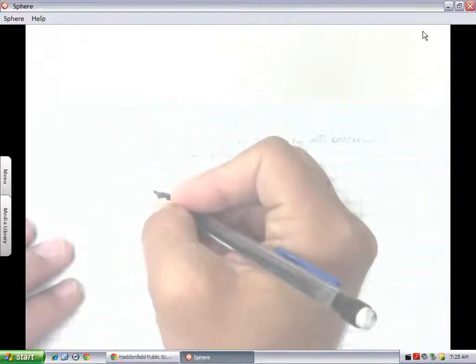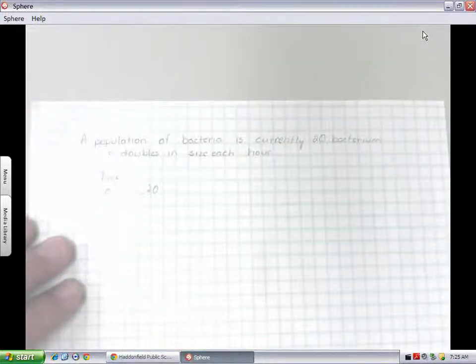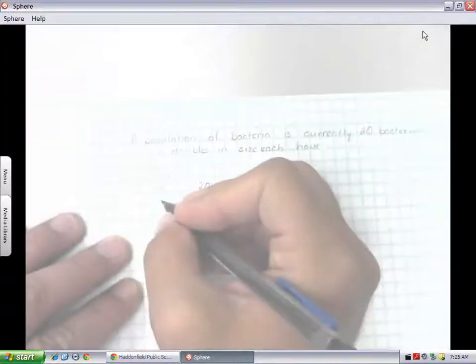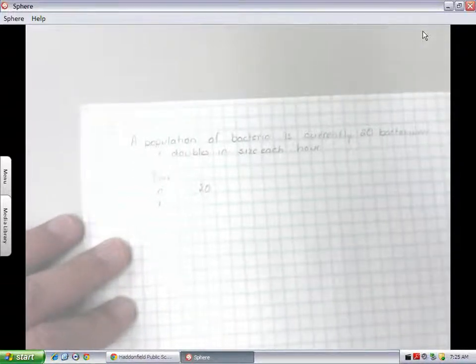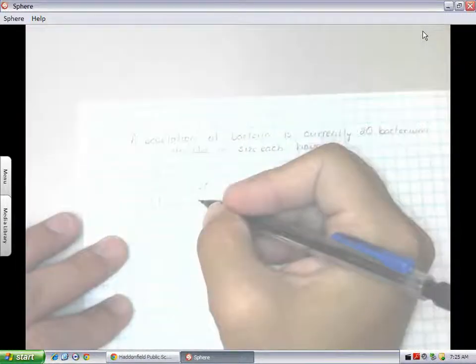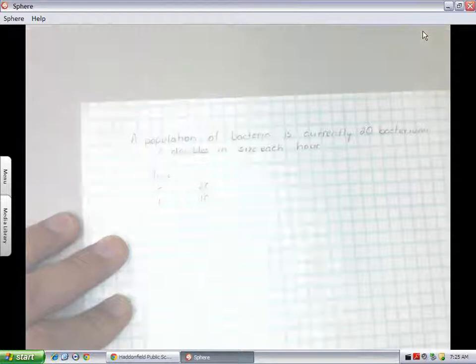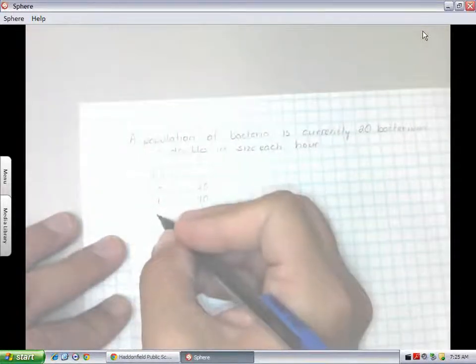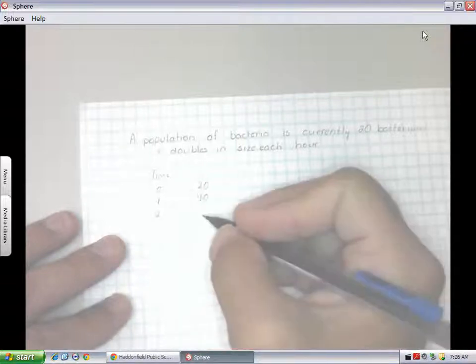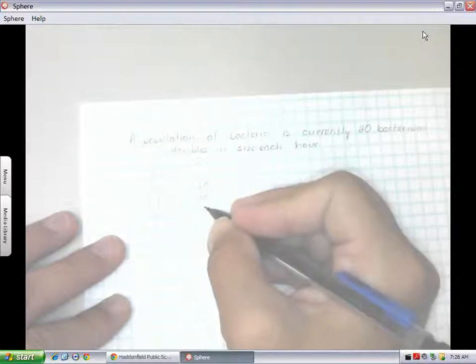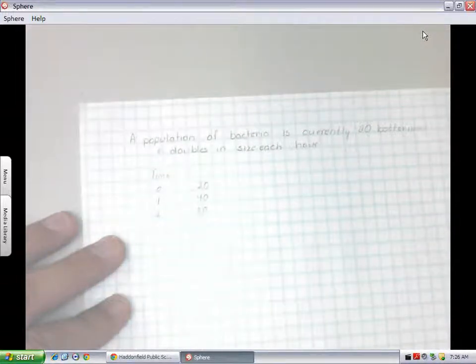Okay? We could also say that after 1 hour the population would grow by 100%. So instead of being 20, it would now be double that. It would now be 40. So that would grow from 20 to 40. And after 2 hours, the population would grow again. Now it wouldn't add 20 more, it would add 100% of the last amount. So it would go from 40 to 80. So every time we go up an hour, the population size is doubling.